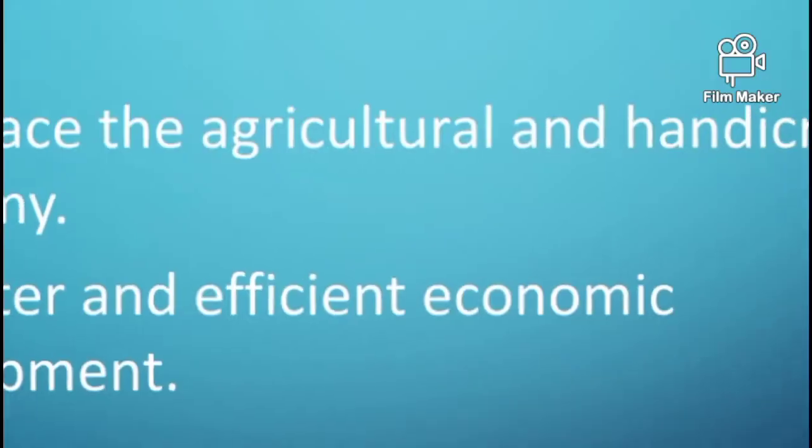Okay, so why was there an Industrial Revolution? First reason is to replace the agricultural and handicraft economy. Remember that industrialization is a shift from an agricultural or handicraft economy to one dominated by machineries. In other words, the traditional way of living, like agriculture, which is done manually, was replaced by using machines and equipment, which are now the inventions.